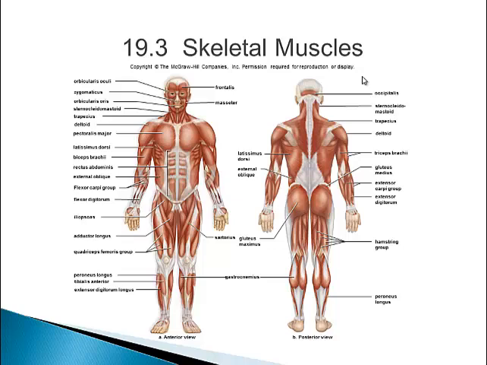Make sure you're familiar with the skeletal muscles that we discussed in lab class, including the orbicularis oculi, orbicularis oris, frontalis, masseter, sternocleidomastoid, trapezius, deltoid, pectoralis major, latissimus dorsi, biceps brachii, triceps brachii, rectus abdominis, external oblique, quadriceps muscles in the leg, tibialis anterior, gastrocnemius, hamstrings, gluteus maximus, and also, don't forget, the Achilles tendon.